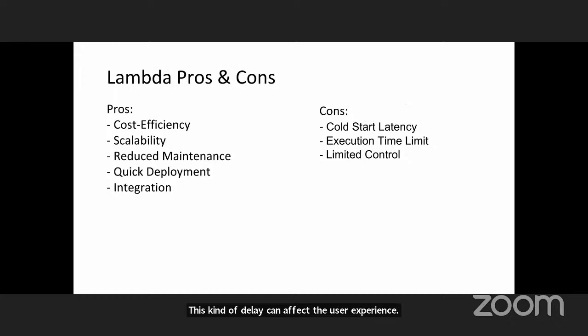And then there's the execution time limit. I think Lambda has a 15 minute limitation, which means that it's not suitable for long running tasks. Imagine you have a huge data processing task, or a big machine learning model that needs to train, which will take around hours to complete. Then this kind of task is definitely not suitable for Lambda. In this case, you might need to use EC2 or other AWS services.